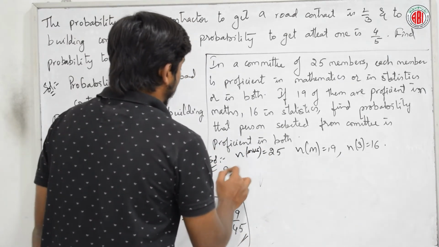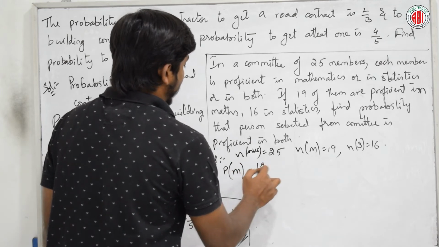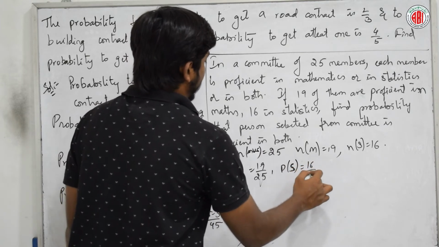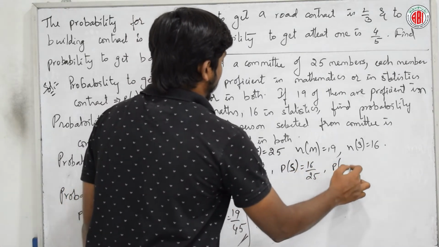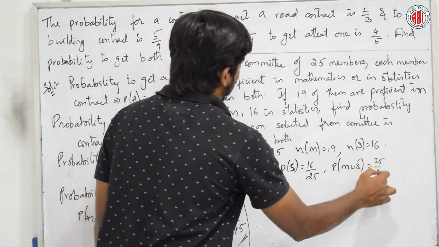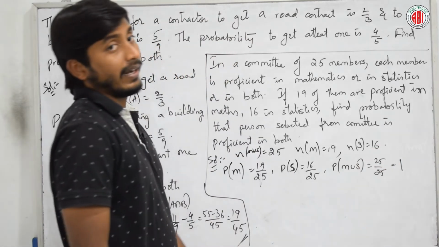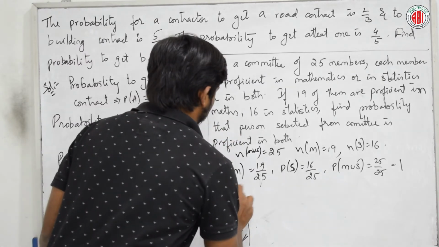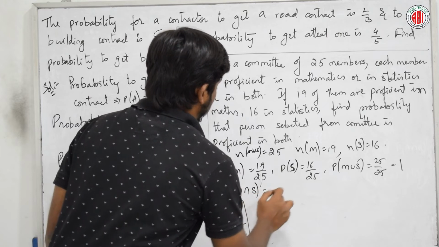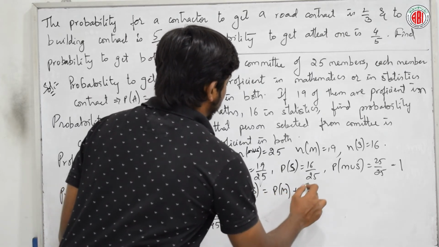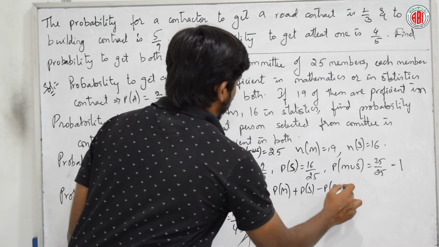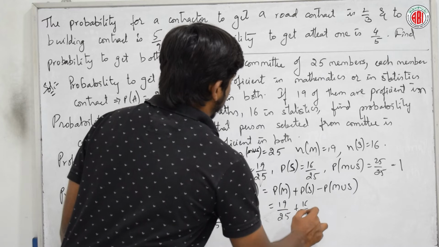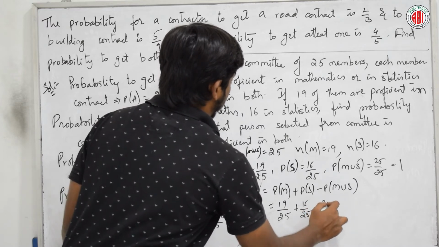Then the probability of maths is 19 by 25. The probability of stats is 16 by 25. The probability of both is 25 by 25. Obviously it is 1. Then he is asking who is proficient in both items. So we have to find M intersection S, which is P of M plus P of S minus P of M union S. That is 19 by 25 plus 16 by 25 minus 25 by 25.